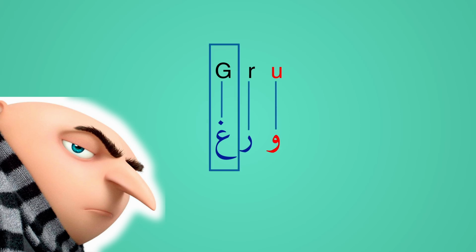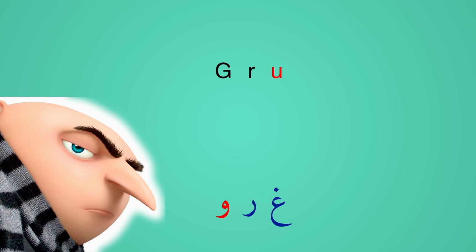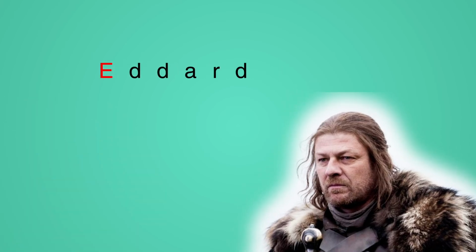Another example, we transcribe the letter G to its equivalent sound in Arabic with Ghain. It will sound like Gru. Let's arrange the order of the letters and attach them. Gru. Next, with the vowel E. If it's at the beginning, it is transcribed with the Alif Hamza and with the long vowel Ya.